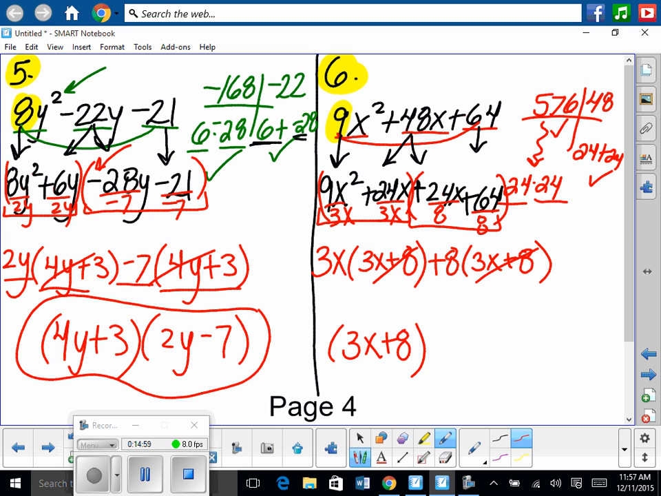So it divided out, left us with 3x plus 8. So you could write it like this, or you could say, I know that technically that's 3x plus 8 squared. Either answer, I guess, I'll accept.